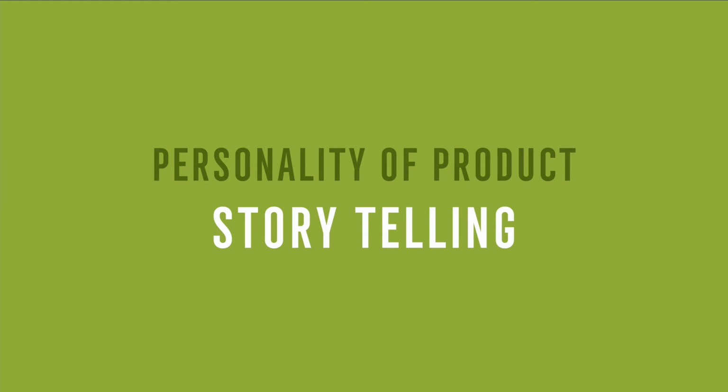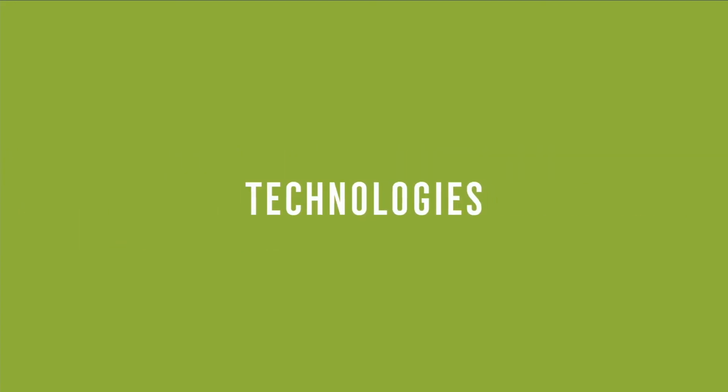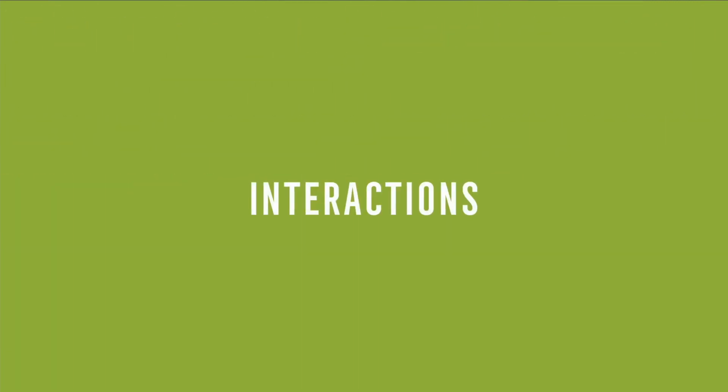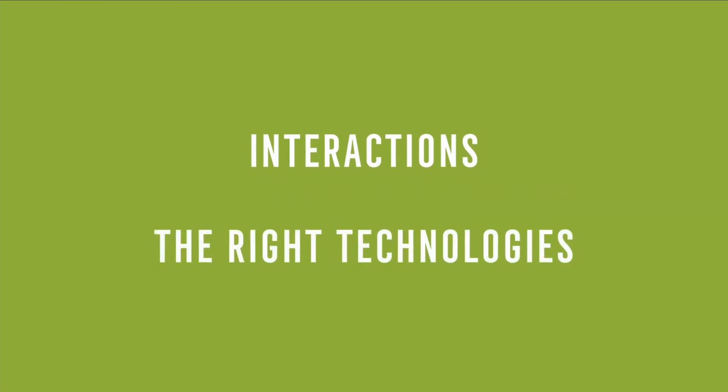So often, we get obsessed about technologies when designing interactions. But technologies are not fixed. They keep changing and evolving. A better approach is to first flesh out goal-directed interactions based on the personality of our product. Then pick and choose the right technologies to realize those interactions.